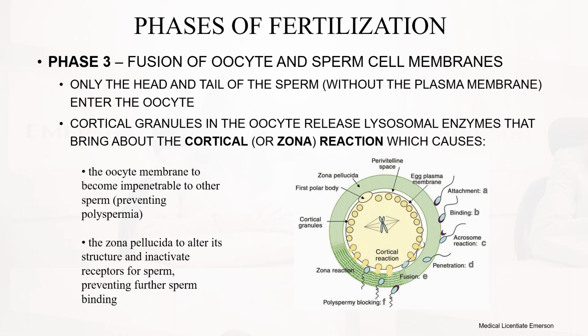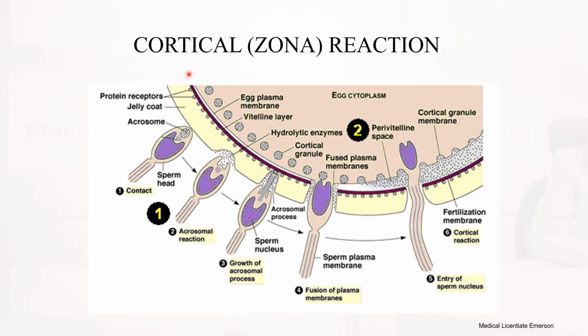Okay, so this occurs in phase 3. So this is the cortical or zonal reaction we are talking about. After one sperm goes in, the oocyte membrane becomes impenetrable. The zona pellucida alters its structure. Okay, that's what you need to understand.